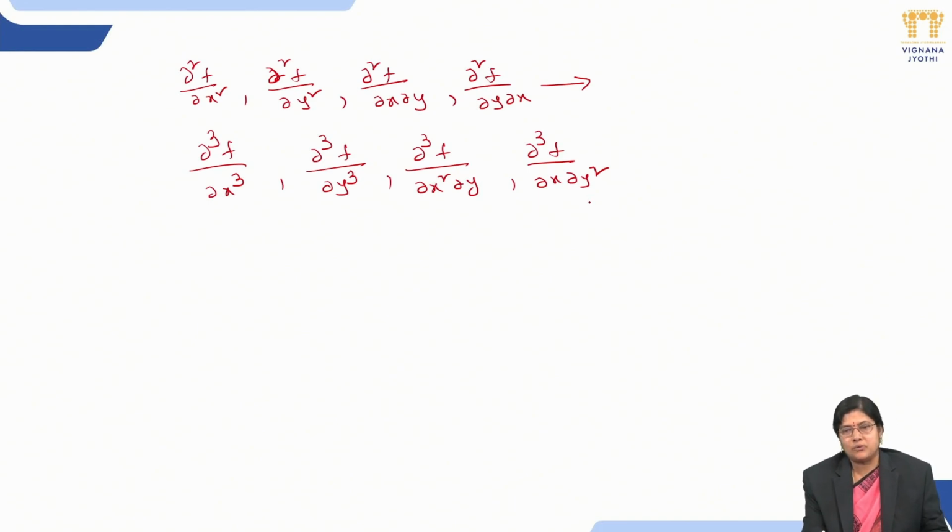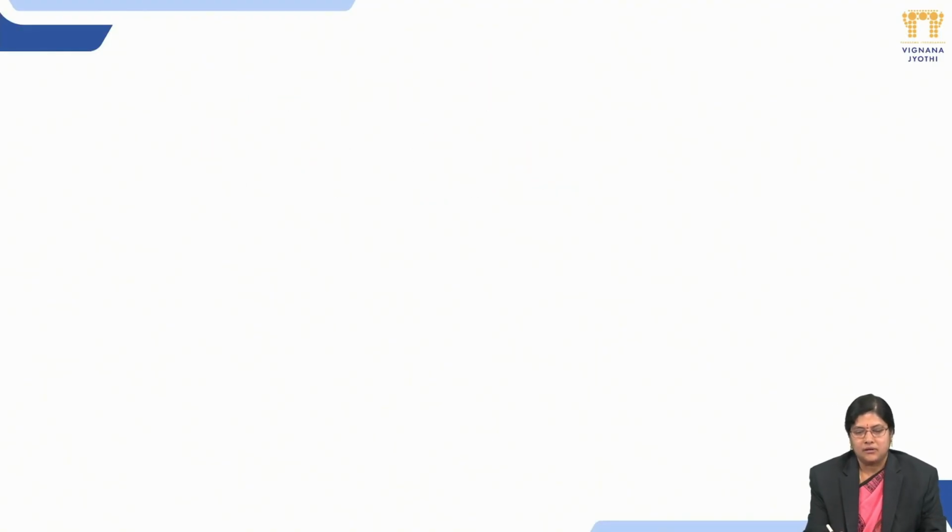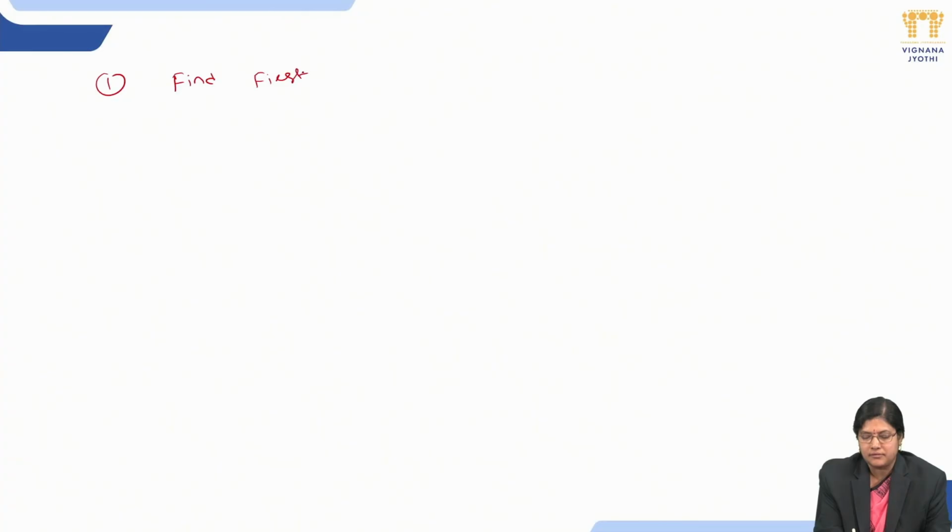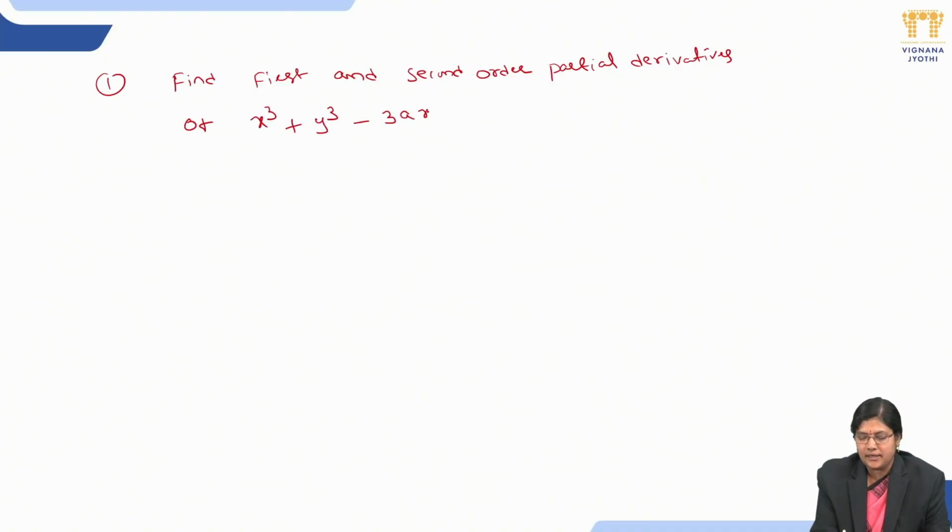Now, I will explain some of the problems related to how to calculate the partial derivatives of the given function with respect to x and y. The first question is, find the first and second order partial derivatives of the function x cube plus y cube minus 3axy. So here we are going to calculate the first and second order partial derivatives of the function x cube plus y cube minus 3axy.